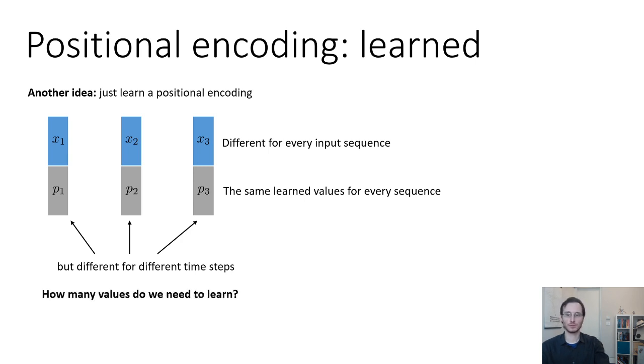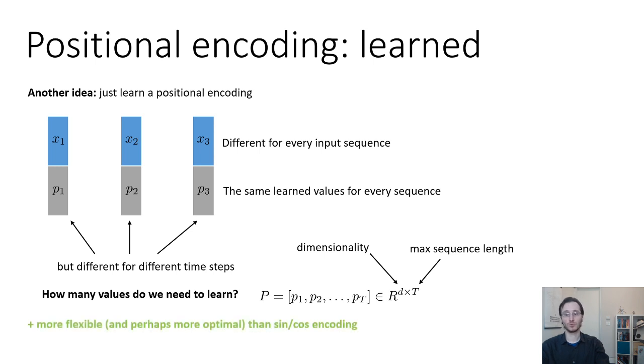How many values do you need to learn? Well, the entire matrix of positional encodings, it's just a list of P1 through PT. It has D rows, where D is the dimensionality of the positional encoding that we want. And the number of columns is capital T, which is the length of the longest sequence that we want to process.